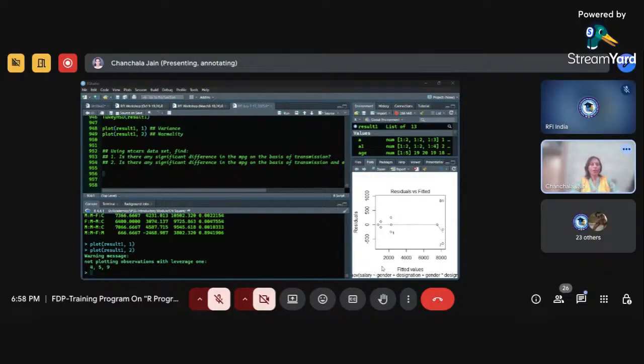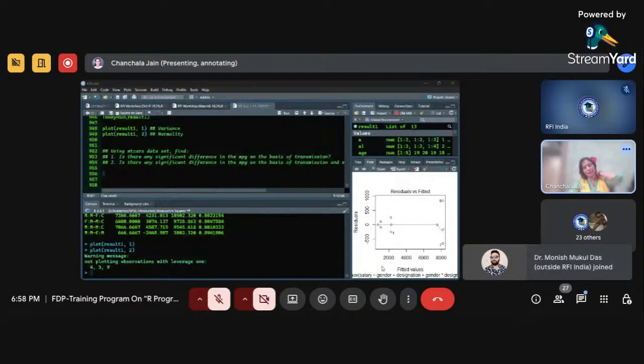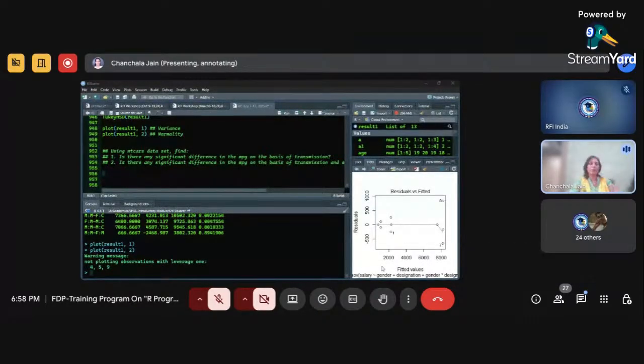ANOVA is lacking when you want to say in which particular pair of groups a significant difference exists. That is not communicated by ANOVA. For that we have a test called the multiple comparison test or post-hoc test. If your ANOVA results conclude that there is a significant difference, only in that case you proceed to the multiple comparison test. But if the null hypothesis is accepted, you do not need to perform multiple comparison tests.